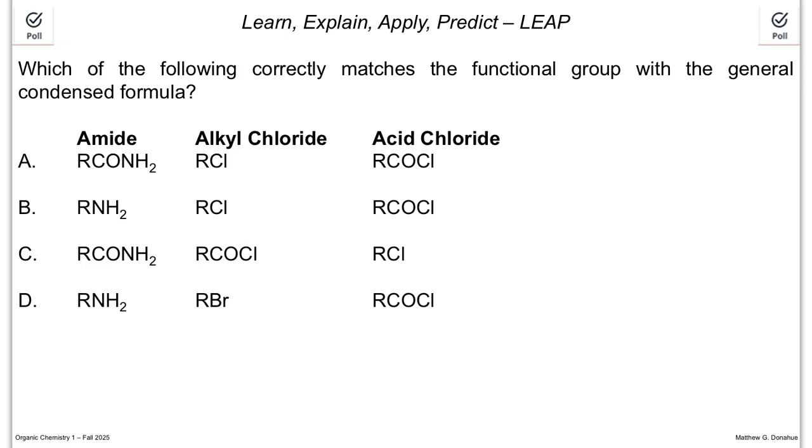So amide, alkyl chloride, and acid chloride. So this one is A. Amide has the carbonyl bonded to nitrogen. Alkyl chloride is just your average old carbon. Acid chloride has a carbonyl bonded to the chlorine.